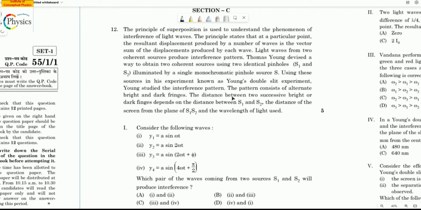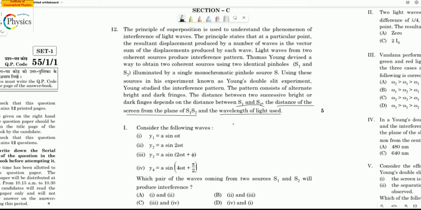So whenever the fringe gets formed, the distance between the successive dark and bright fringe depends on a few factors. What are those factors? What is the distance between S1 and S2? This is factor number 1. The second factor is the distance of the screen from the plane of S1, S2, the viewing screen I was referring to. And we will draw a diagram. And third, of course, when you use the coherent source, the wavelength of the light also matters.